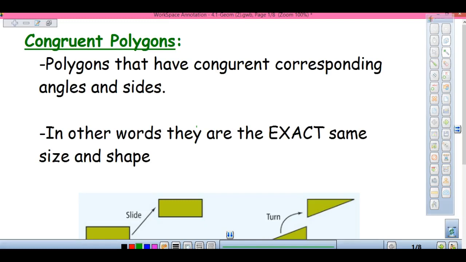Welcome to proofs. We are starting with triangle congruence, which is what this chapter is about. First day, it's all about how things are congruent. The definition of congruence is if all the angles and all the sides are congruent, then the figures are congruent. You can slide it, turn it, flip it, but if the sides and the angles are congruent, then the figures are congruent. Got it? Not so bad?